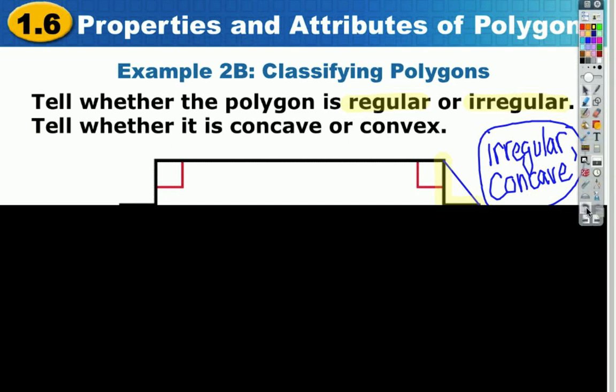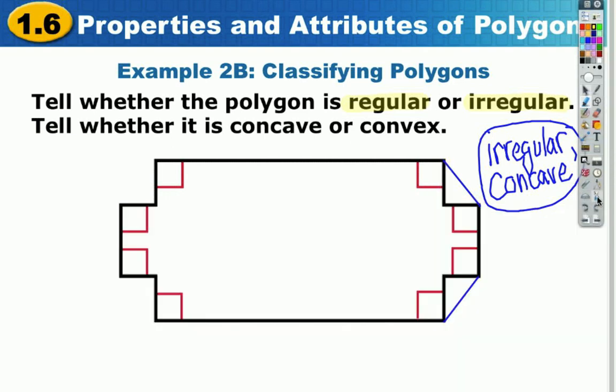Okay, so the rule, you're right. We can write a line inside. But if I can draw at least one line outside, it immediately becomes concave. Okay? It's convex. All of them are inside. So thank you for pointing that out.